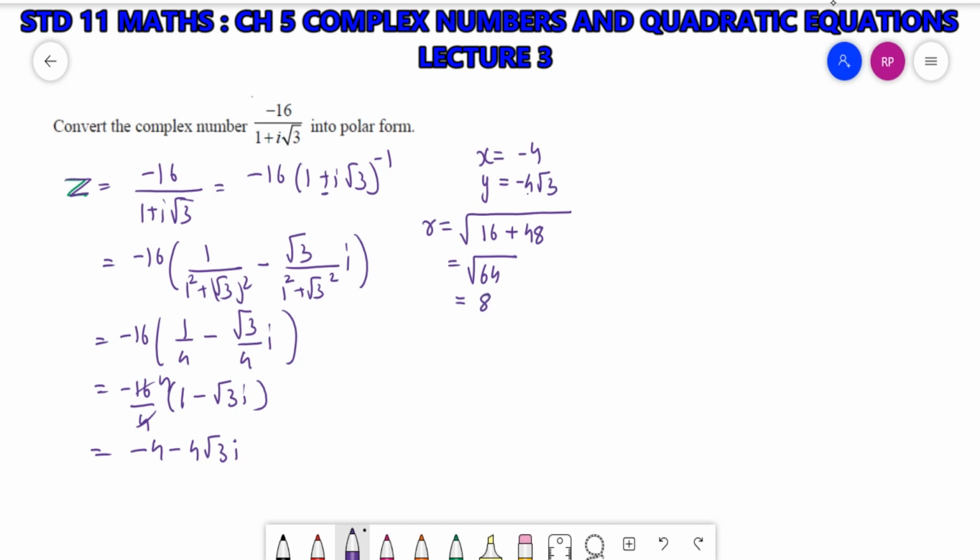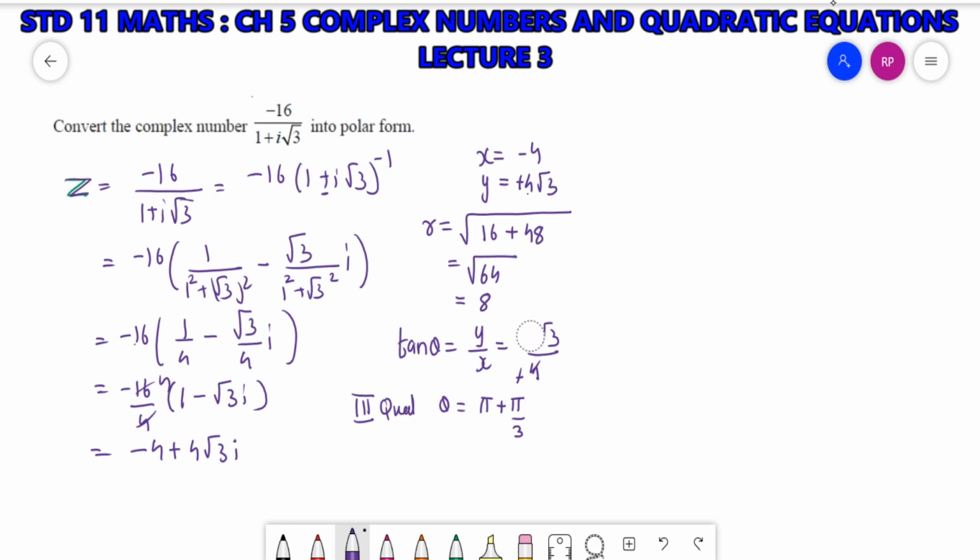Okay. Now for the argument, tan theta is equal to y by x. What is y? Let me check: minus 4 root 3 over minus 4, this is root 3, right? So our angle will be pi by 3. But x and y both are negative, that means third quadrant, and for the third quadrant theta will be pi plus alpha. Okay, sorry, we are making a mistake. Here minus minus will be plus. Y is plus root 3.